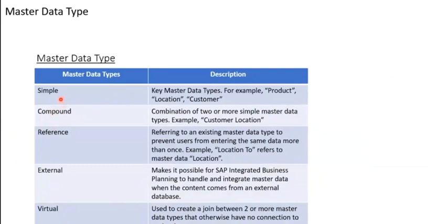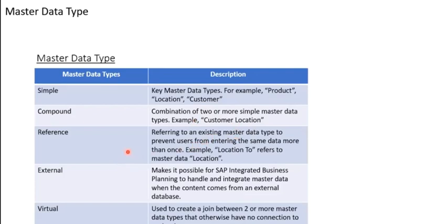Here, the example of simple is a single entity like product, location, customer. If I talk about compound, it means I am combining any 2 simple master data, for example, customer location, customer product, or location product. That will be my compound master data.